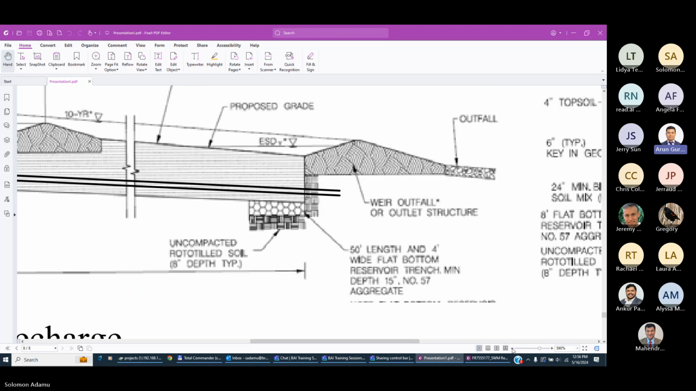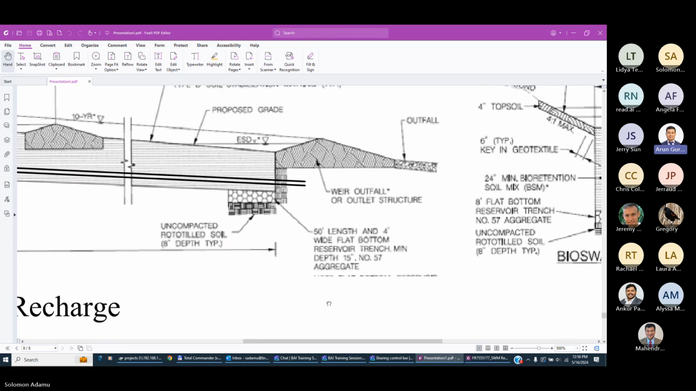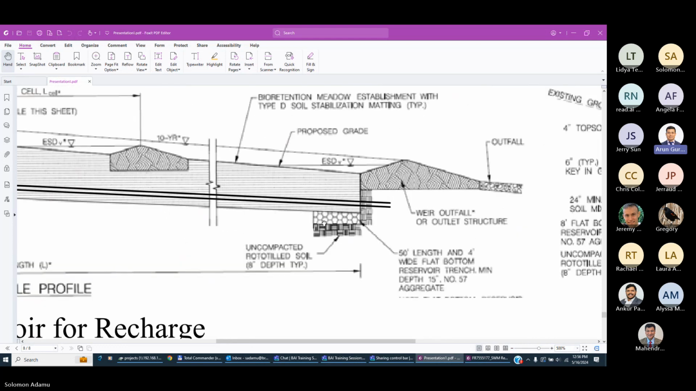So here in this example, you can tell that we are proposing a flat bottom that is 50 feet in length and 4 feet wide, and 18 inches in depth. So you're providing that volume, 50 by 4 by 1.5 feet.